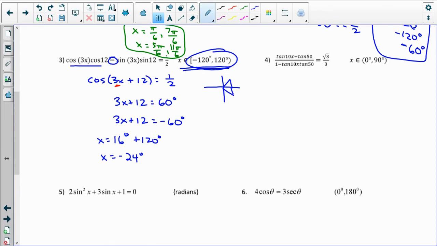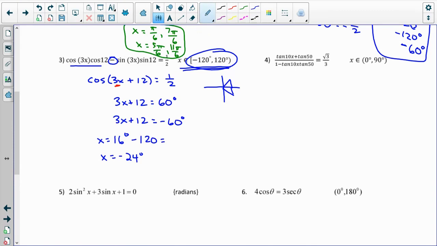So if I add 120, I get 136. That's already outside my period, or outside of my domain. So I can't add 120 to 16 and get an answer. That's actually inside of what I want. But what if I subtract 120?